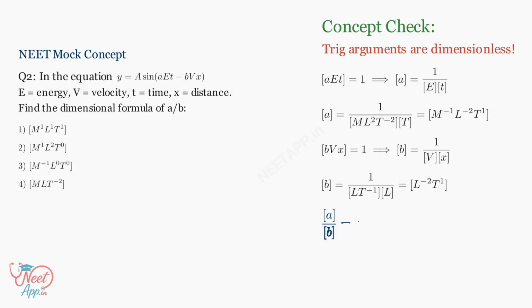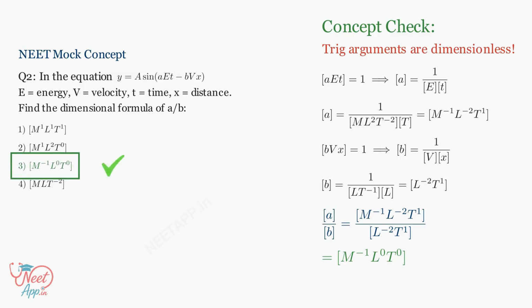Now simply divide a by b. Notice how the L^-2 and T^1 terms cancel out perfectly between the numerator and denominator. We are left with exactly M^-1 L^0 T^0. Match this with our choices and option 3 is correct. Mark it and let us move on.